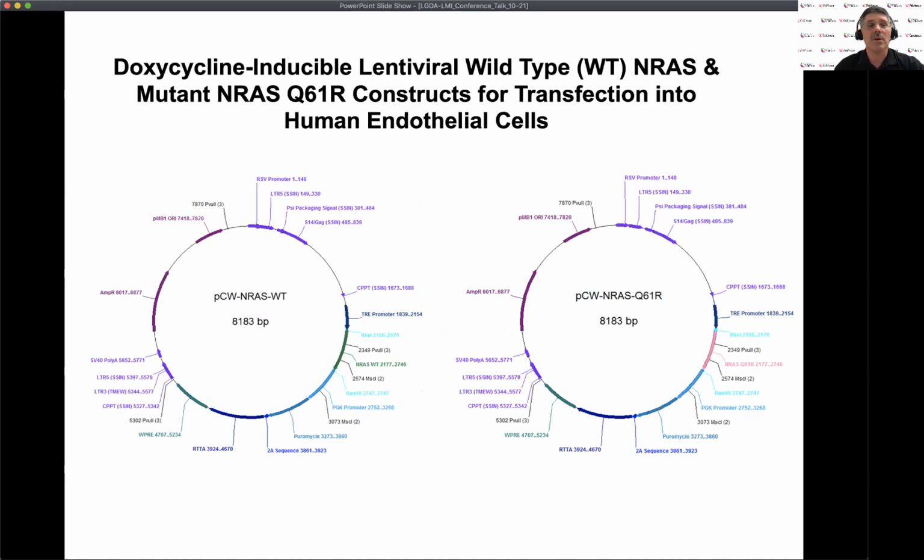To test this hypothesis, we constructed lentiviral constructs that were generated with either the wild-type NRAS as a control, shown on the left, or the mutant NRAS gene shown on the right. These constructs were then packaged into lentiviral particles. Expression of these genes is turned on when the antibiotic doxycycline is added to the cells transfected with these constructs.